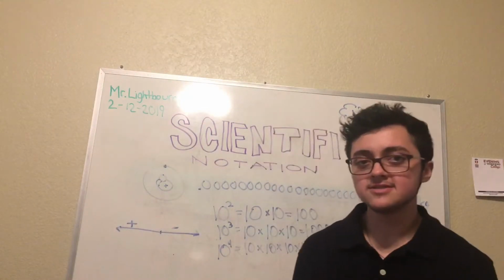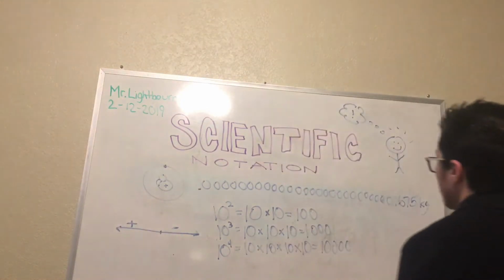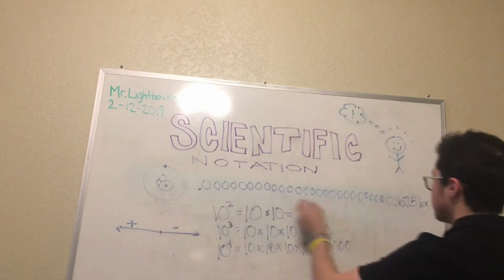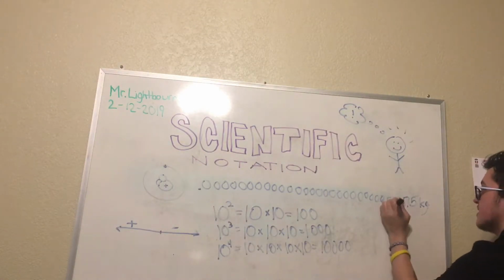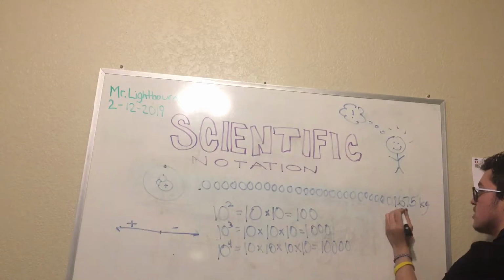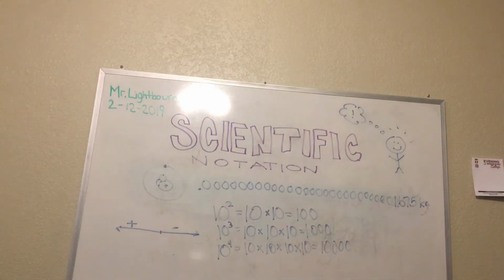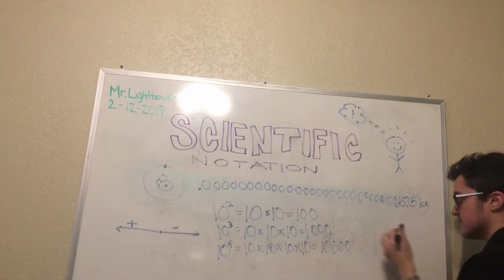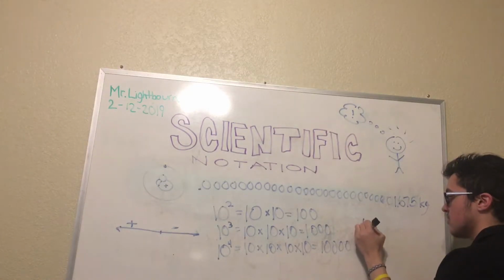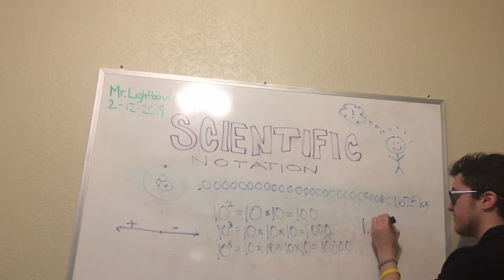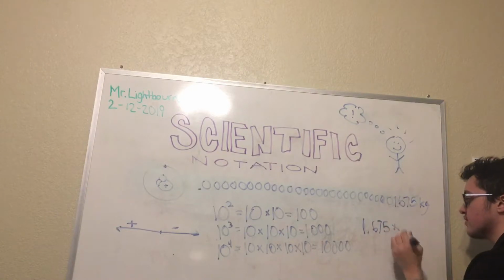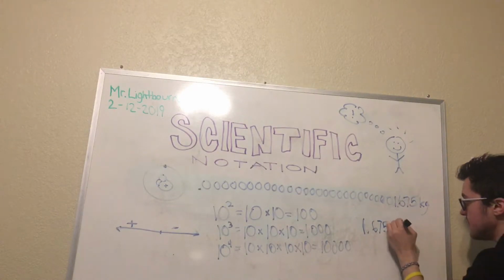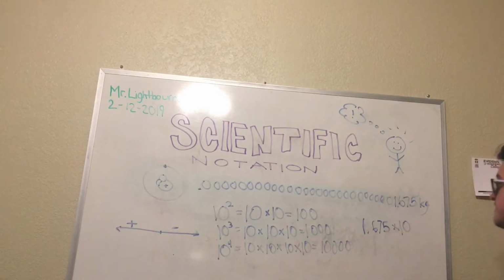So, how big is this? We need to move this decimal all the way so that it equals 1.675. Here, let's put 1.675. That's the number that we're looking for. Times 10. What is the superscript here?